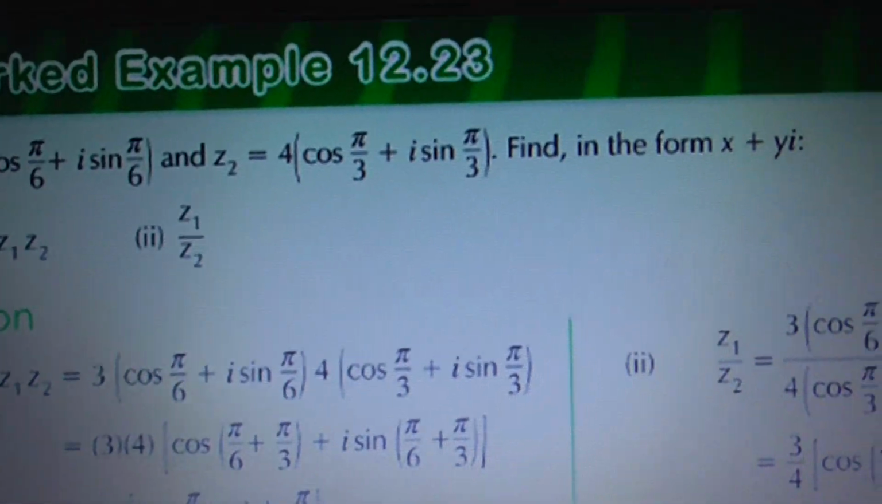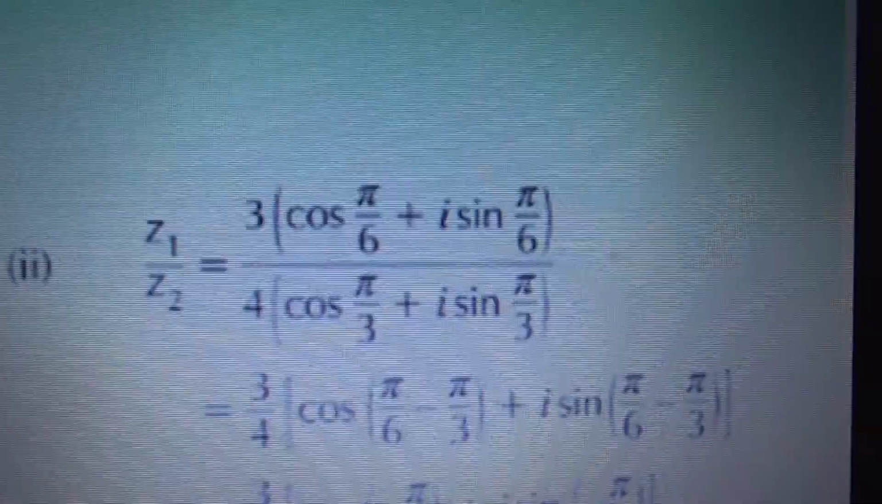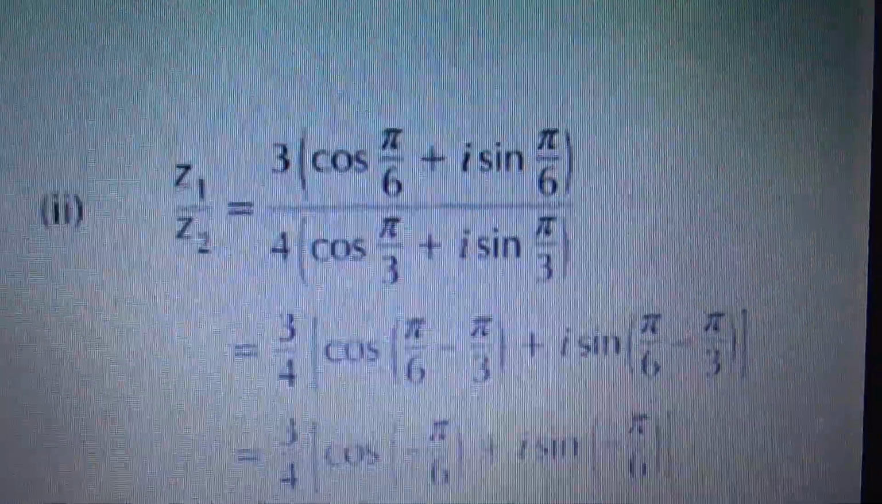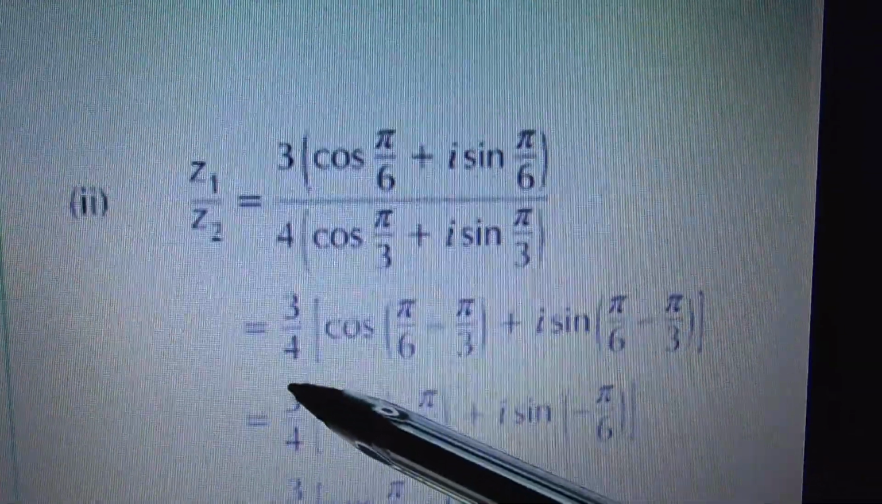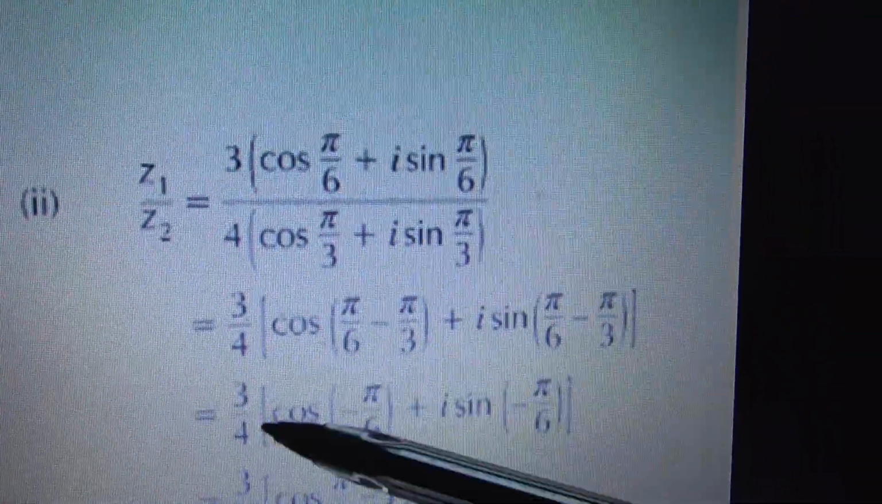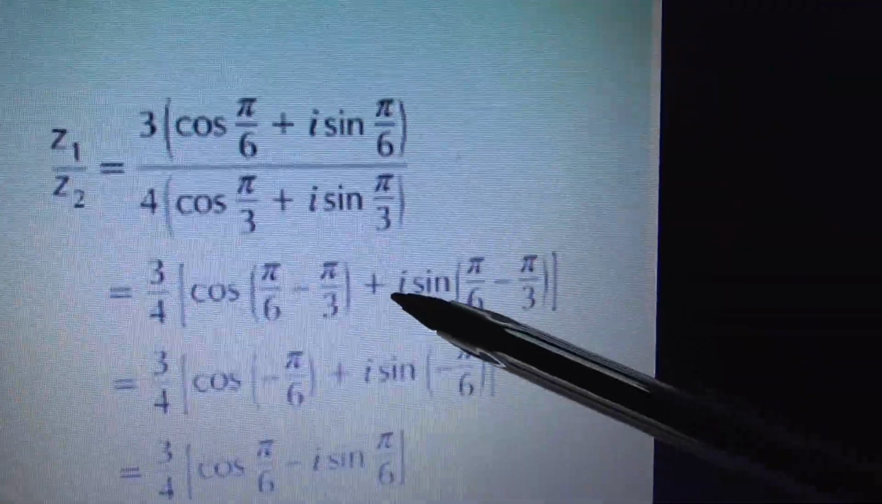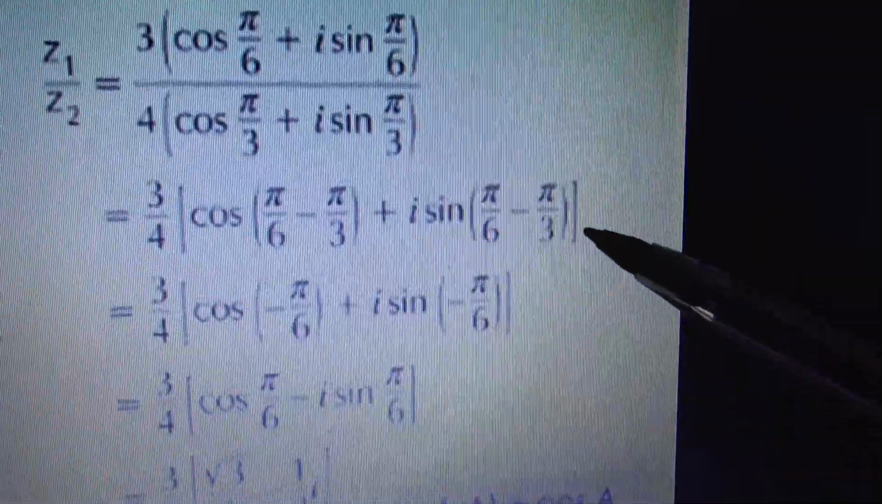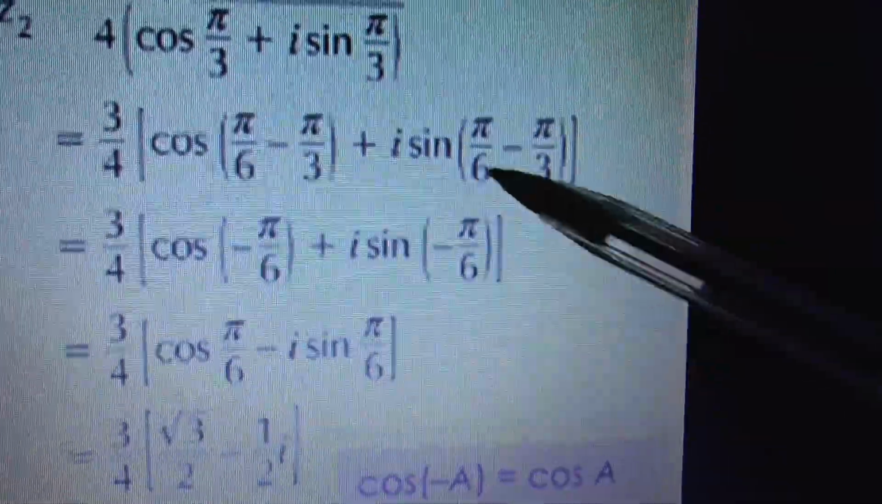Division next. Part 2 said find Z1 divided by Z2. So remember your rules for division. I'm now dividing complex numbers that are in polar form, so divide the two moduli into each other. So it's going to be 3 divided by 4, 3/4, times the cos of, subtract the angles, so pi over 6 take away pi over 3, plus i sin of pi over 6 take away pi over 3. So you end up with 3/4, the cos of minus pi over 6 plus i sin of minus pi over 6.